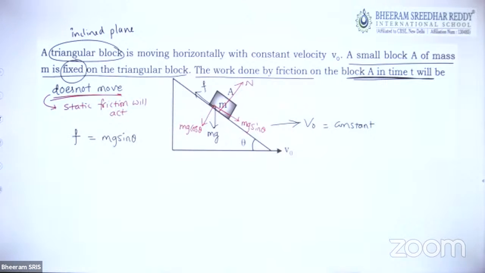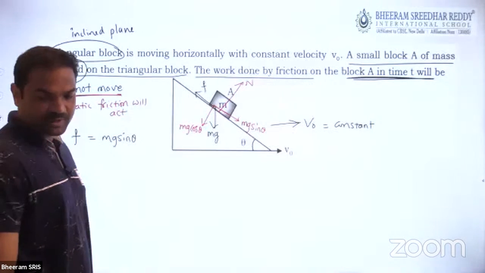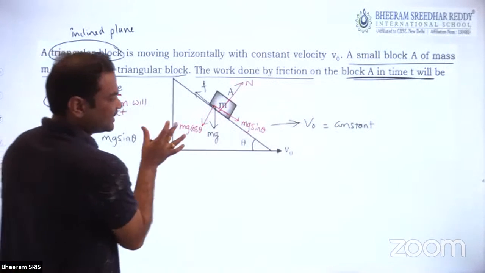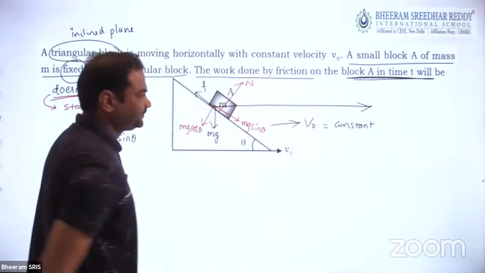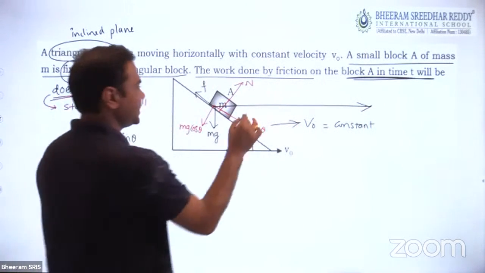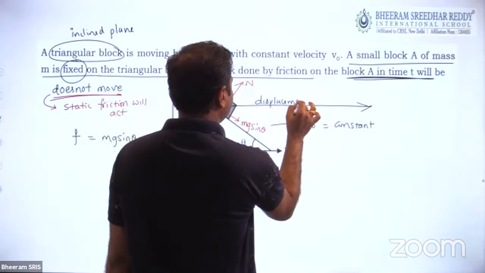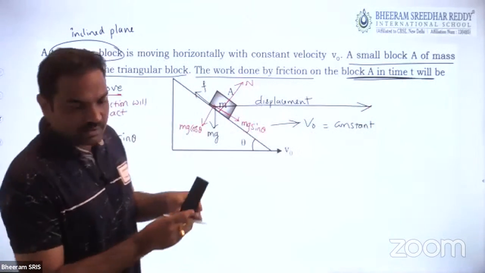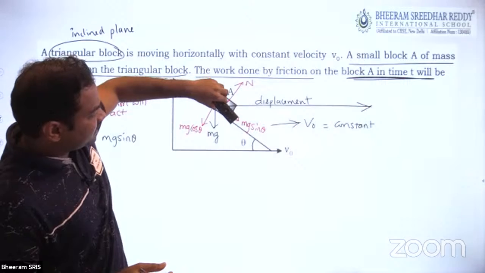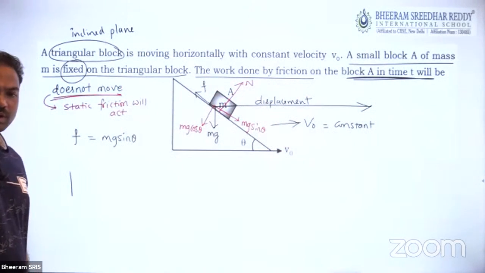Praveen, wait, we will solve it. mg sin theta. Okay? This is the friction force. But what is the displacement? As the triangle block is moving forward, the displacement of the block will be horizontal. This is the displacement direction. Am I right? As the triangle block is moving forward, whatever block is there will move along the horizontal. What is the displacement of the block?